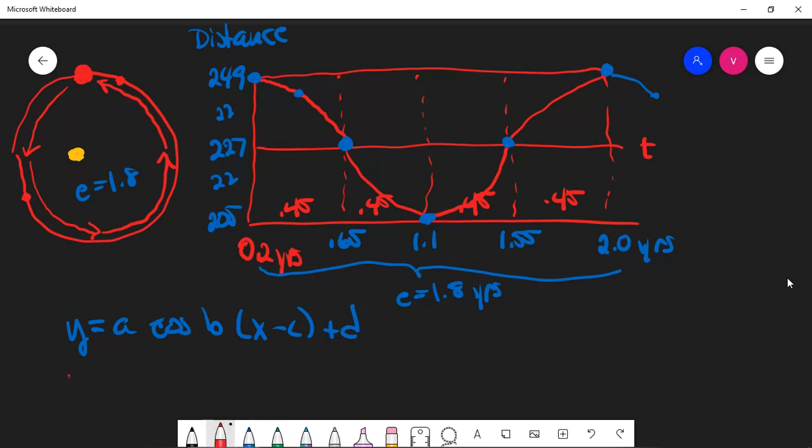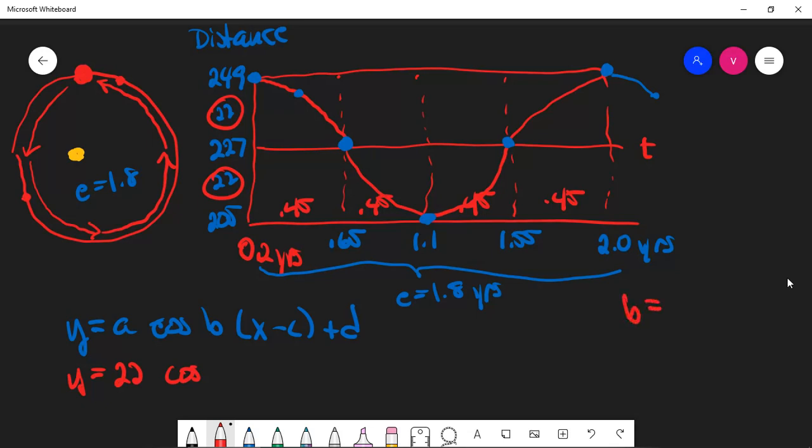Okay, so what is the amplitude? We determined it to be 22. Remember, amplitude is always between the midline and the max or the midline and the minimum. So that was 22. Cosine B is determined by the period again.